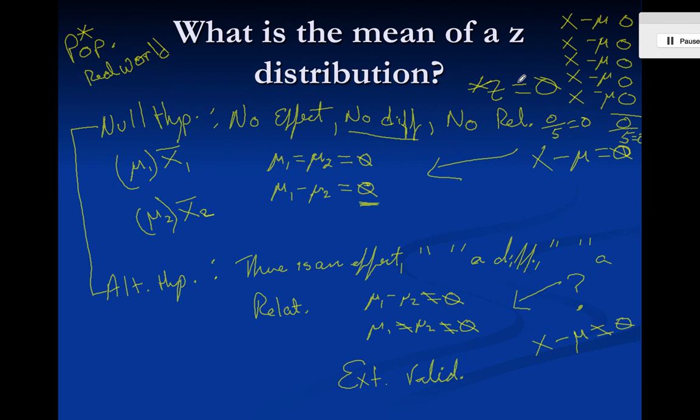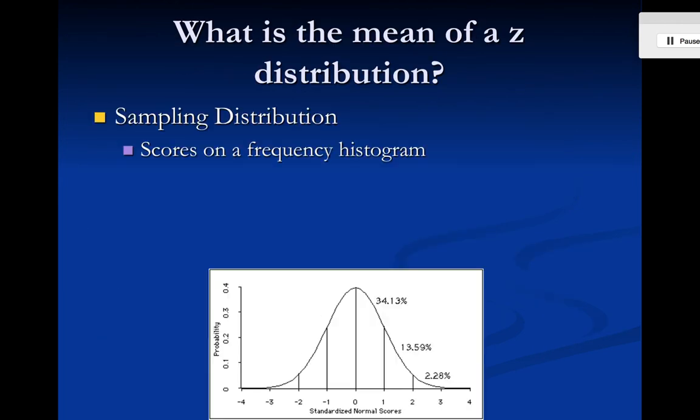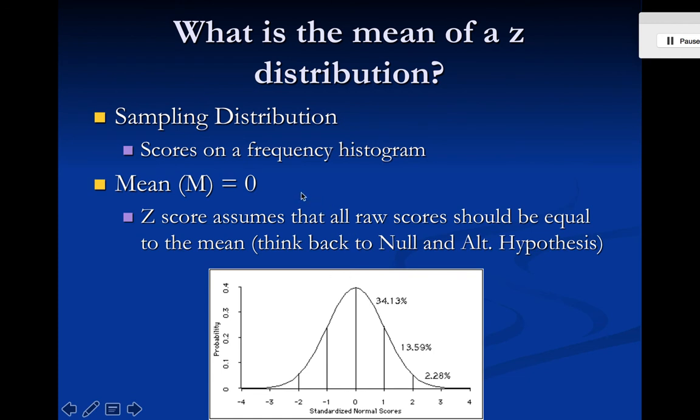That's why when we look at the distribution for z, let me go ahead and erase all that. There we go. When we look at the distribution for z, that's why my mean is equal to 0. Because it's assuming here, hey, I'm assuming that everyone's score is going to be equal to the mean. Thus, I'm going to set the mean equal to 0. Because the difference between everyone's score and the mean is going to be 0. Right? So here, when we look at the sampling distribution, we're going to assume here that the mean is equal to 0.